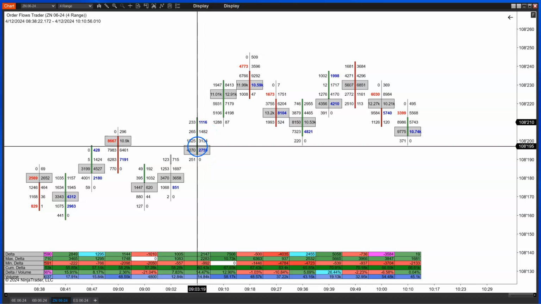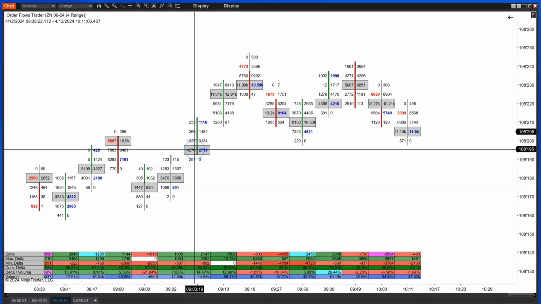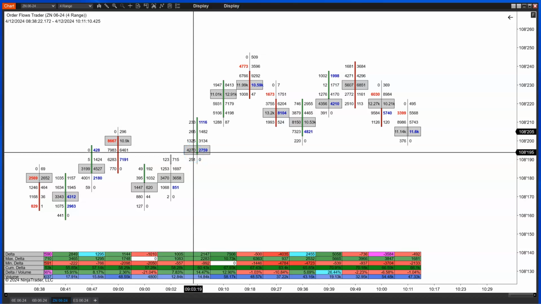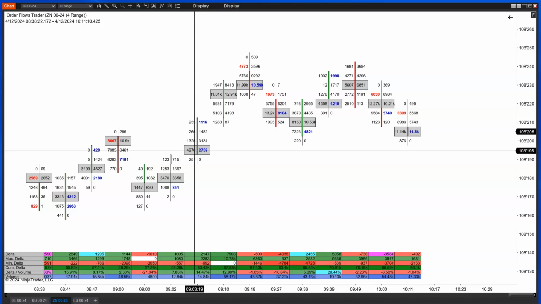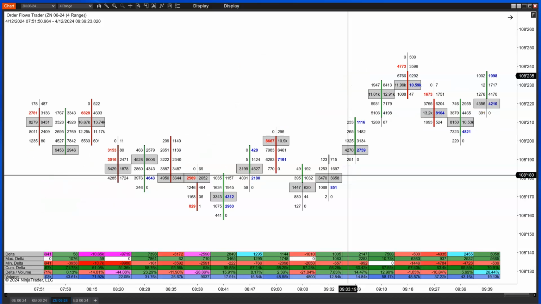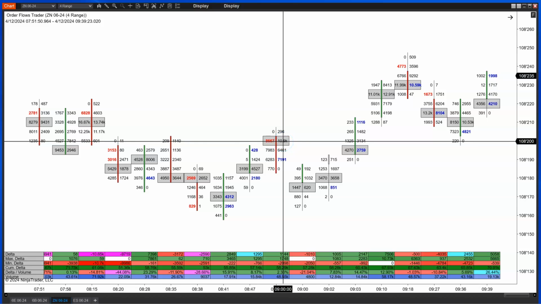Why is the absorption important? It's going to keep price stable. Price is not going to drop. Maybe we get through the absorption by a tick or two, but if it's holding and you have that strong buying, that is a sign of absorption. Again, distribution would be the same on the opposite side. You're going to look for some signs of absorption from the aggressive buying.